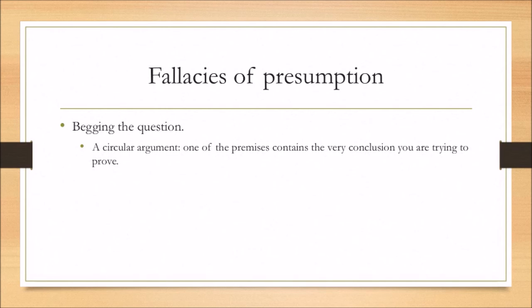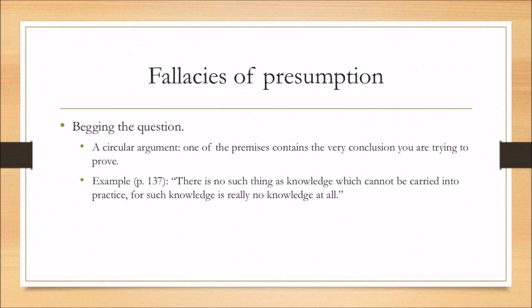This is a circular argument. It's when one of the premises contains the very conclusion you're trying to prove, or something very close to it. And the trick is that sometimes this happens without people noticing. There's an example on page 137. The argument says this: there's no such thing as knowledge which cannot be carried into practice, for such knowledge is really no knowledge at all.